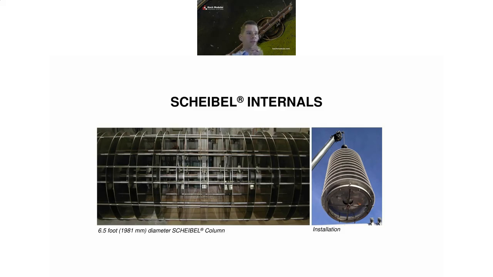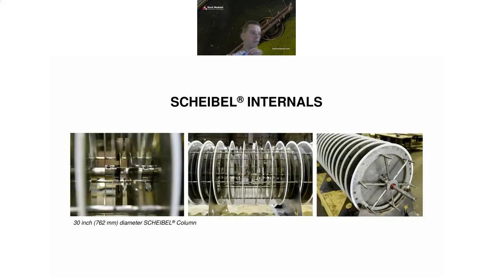The picture on the right just shows what an installation of a set of Scheibel internals looks like. In these pictures here, again, you can see the impellers pretty clearly on the left picture, but you can also see the outer baffles here as well. In that middle picture, you can see the inner baffles, but also the outer baffles, because the outer baffles are identified by that outer Teflon ring, which facilitates their installation into a column shell. This is for a 30-inch diameter Scheibel column that we supplied a few years ago.